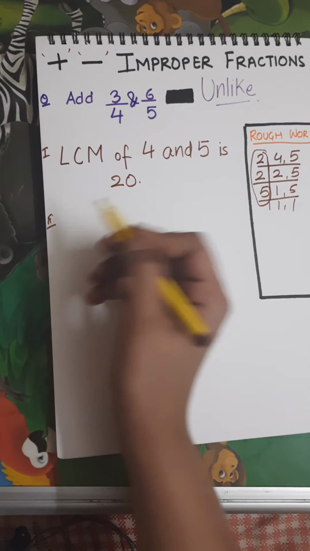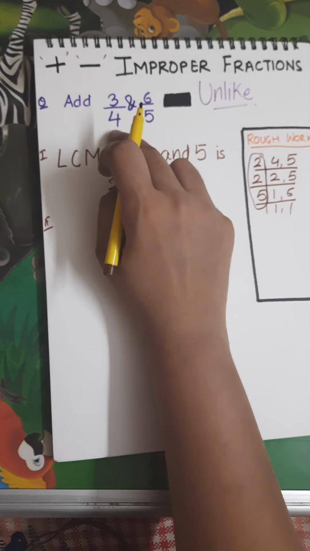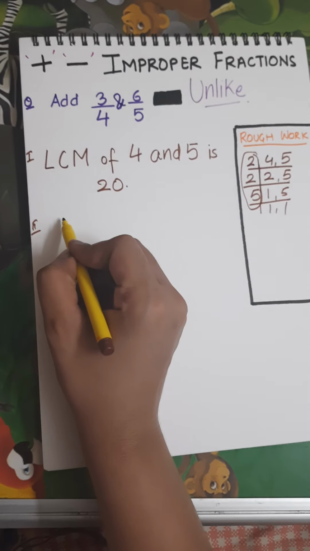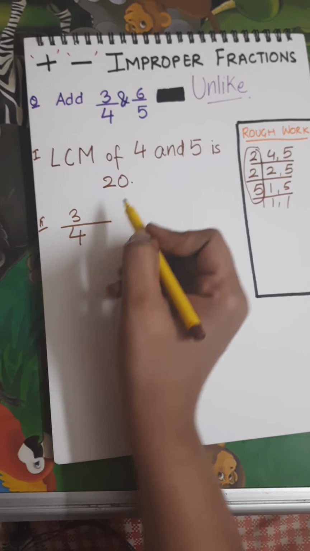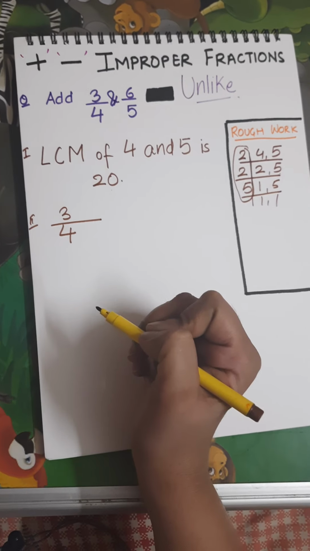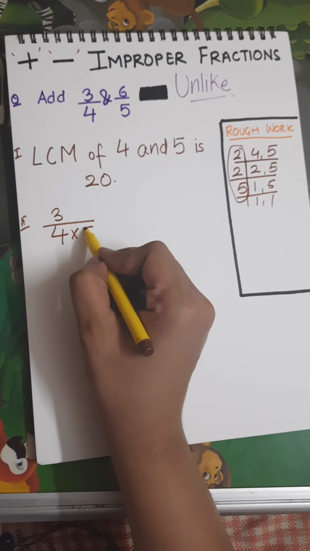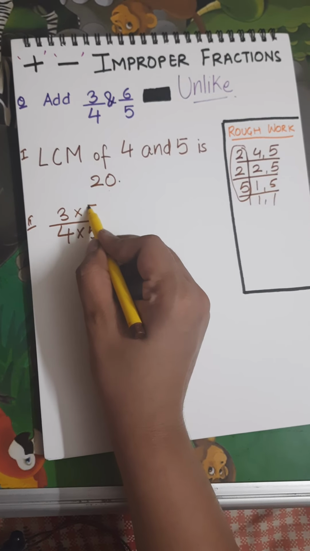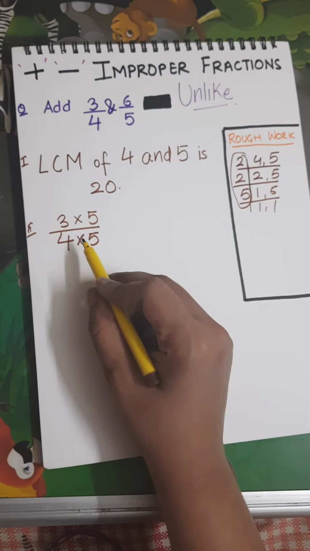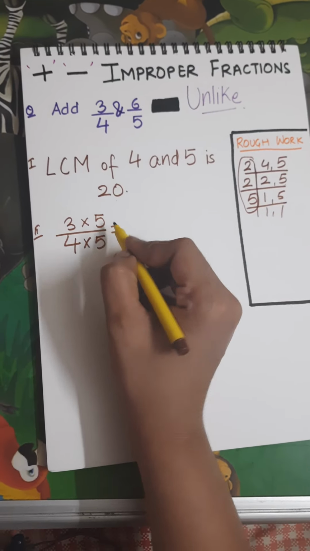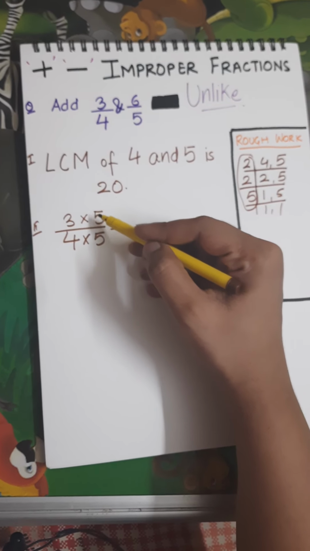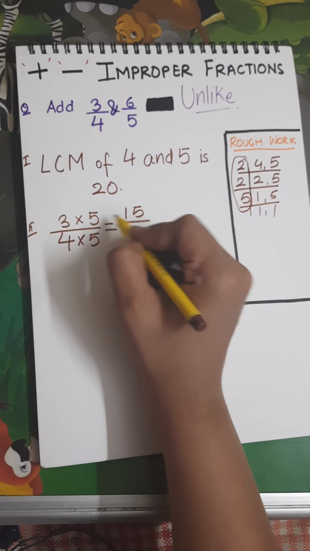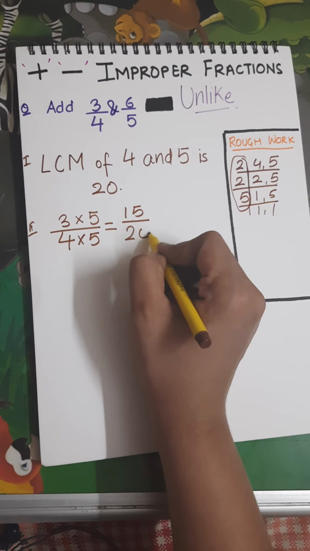Now the next step is, since the LCM is 20, I want 20 as my denominator for both the fractions. So taking the first fraction, when does 20 come in 4's table? 5. So when I am multiplying 5 with the denominator, I will multiply the same with the numerator also. This is a very important step, please. You have to multiply both numerator and denominator with the same number. So here 3 5s are 15, 4 5s are 20.